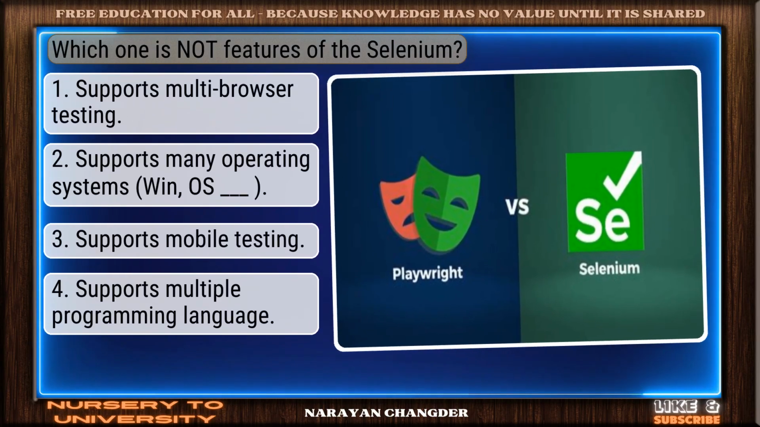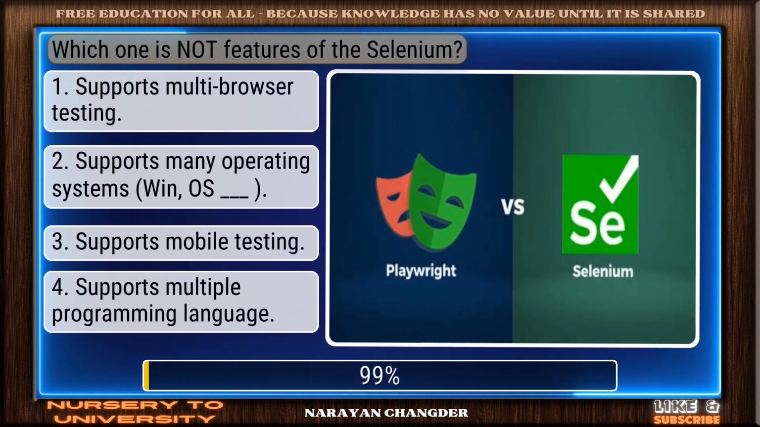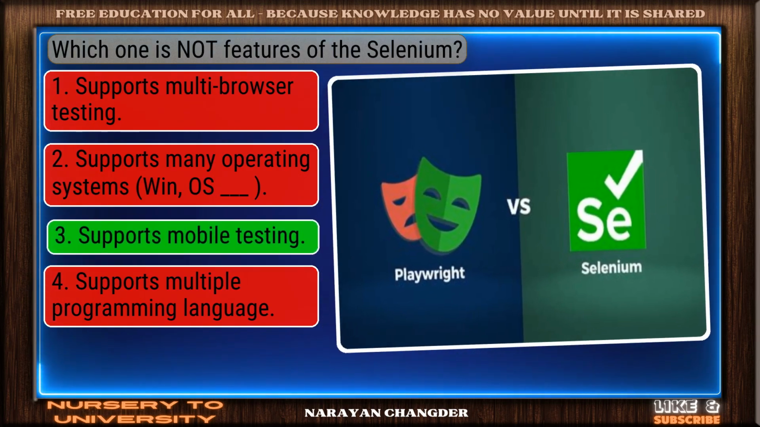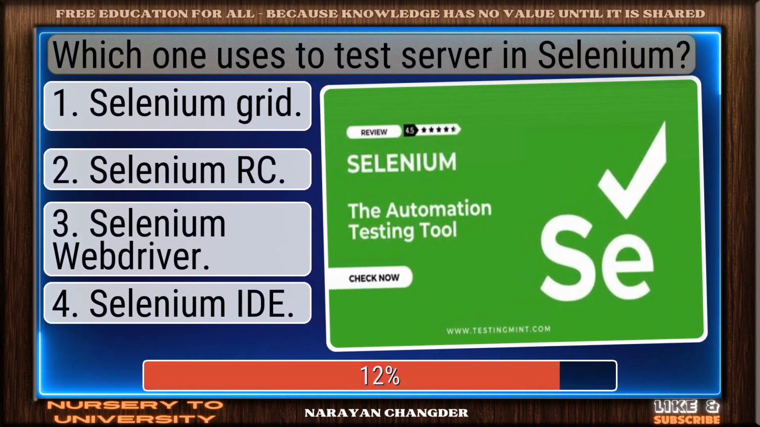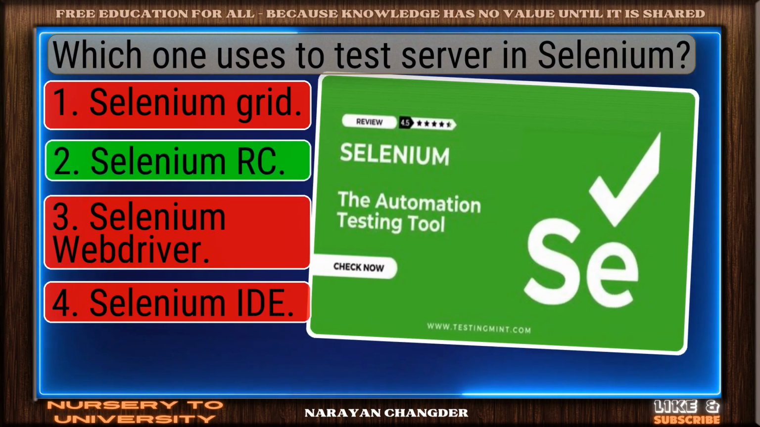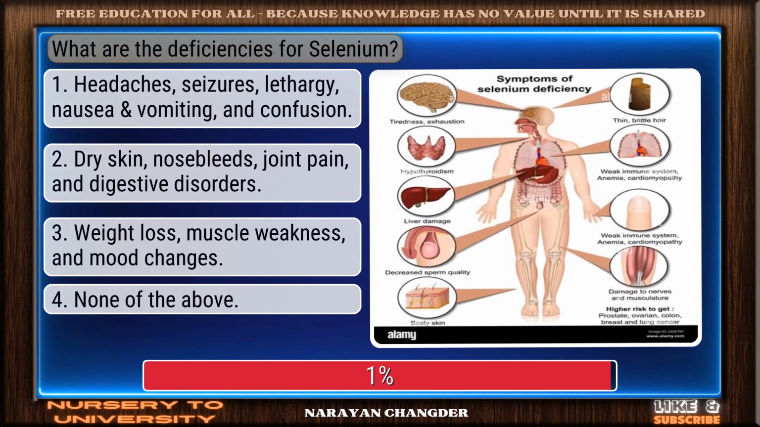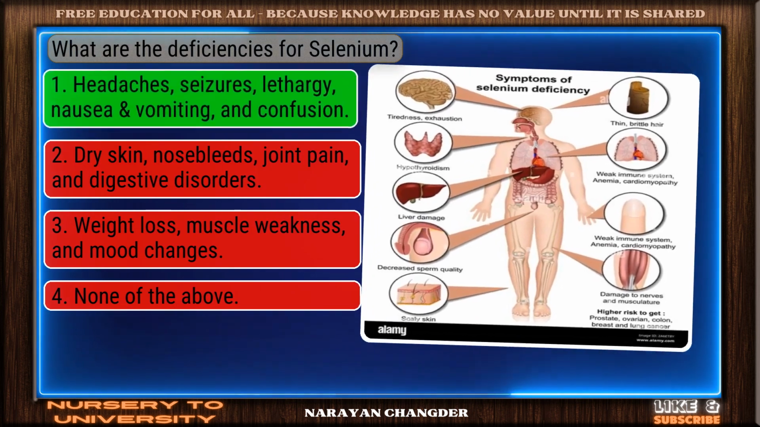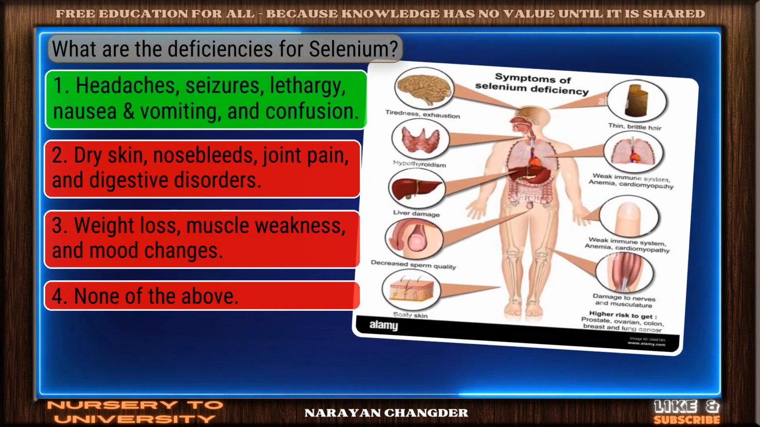Question number 52. Which one is not features of the Selenium? Well picked. Supports mobile testing is the correct answer. Question number 53. Which one uses to test server in Selenium? Well reasoned. Selenium RC is the correct choice. Question number 54. What are the deficiencies for Selenium? Sharp thinking. Headaches, seizures, lethargy, nausea and vomiting, and confusion is the right choice.